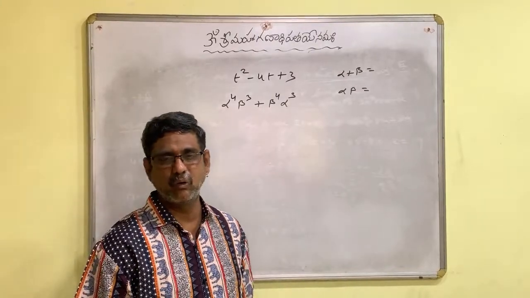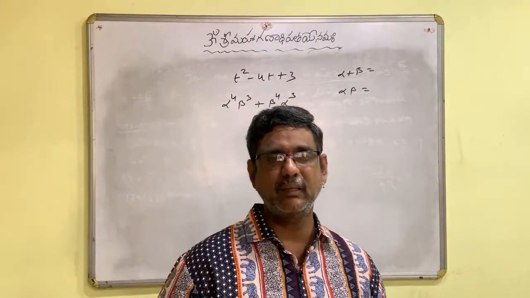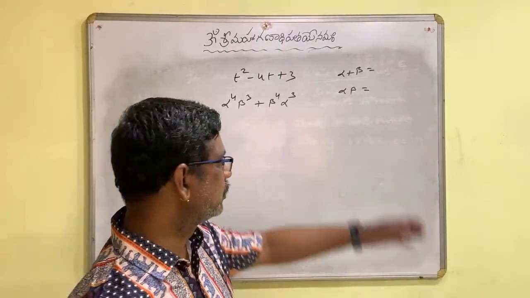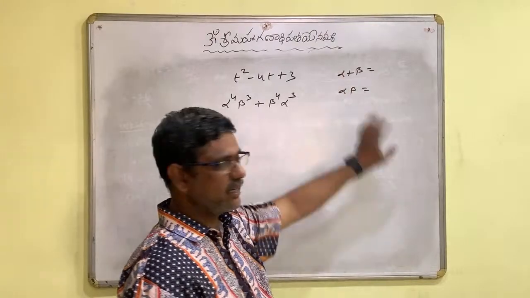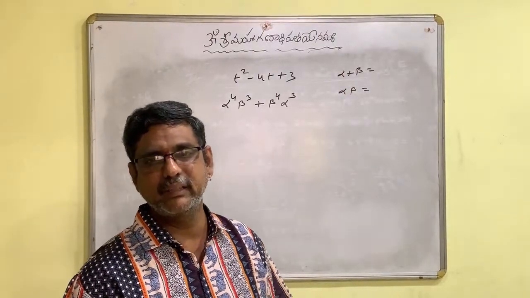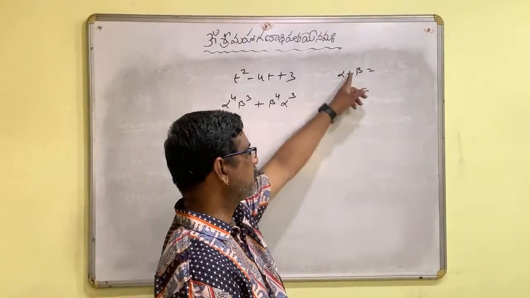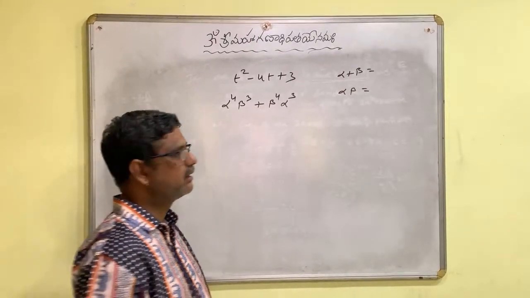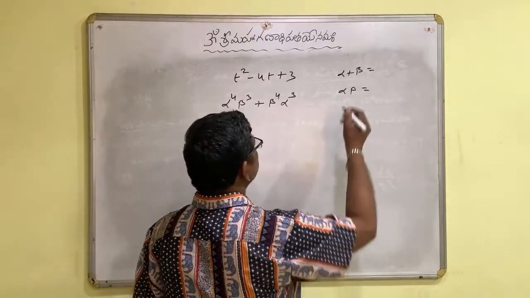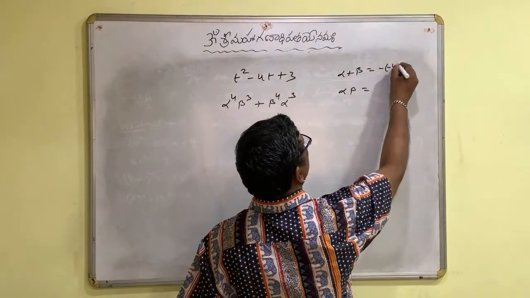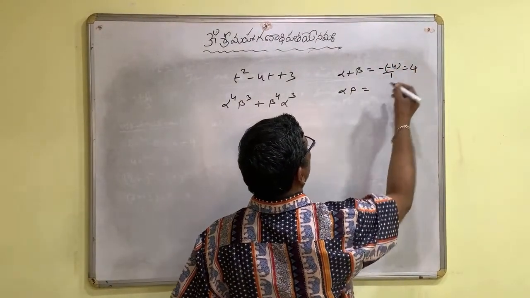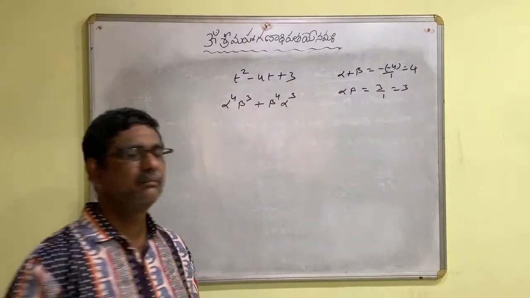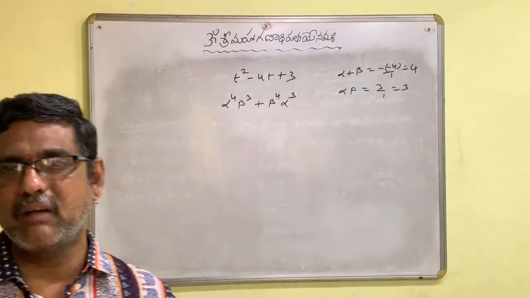Indrani told 4. The remaining are sitting quietly. First you should write these values. You must write these values. Why are you not listening properly? Alpha plus beta is minus b by a, which is 4. Alpha beta is c by a. Alpha plus beta is 4, alpha beta is 3.